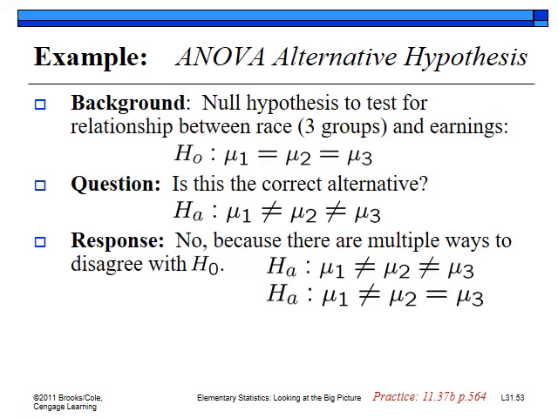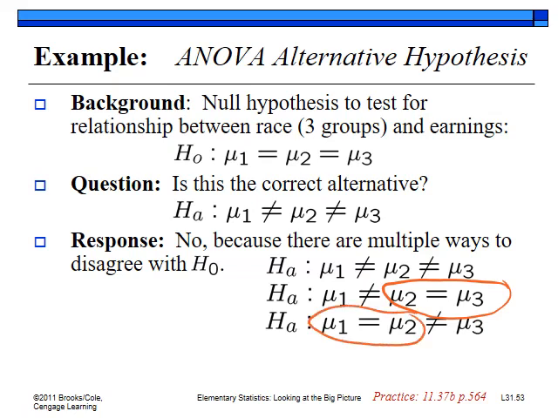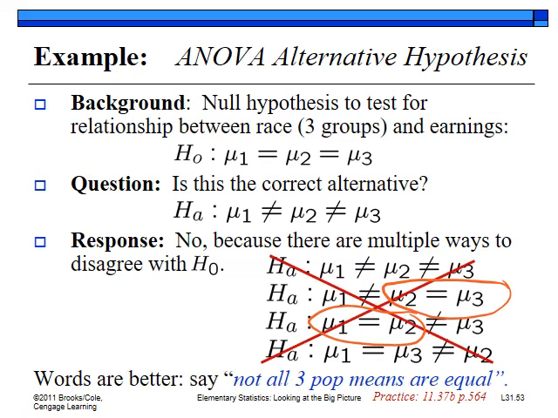So it could be that mu1 is not equal to mu2, and mu2 is not equal to mu3. It could be that mu2 and mu3 are equal, but that mu1 is different from those two. It could be that mu1 and mu2 are equal, and mu3 is different from those two. It could be that mu1 and mu3 are equal, and mu2 is different. Because there are so many possibilities, we'll typically just use words for this. We'll say that not all three of the means are equal.